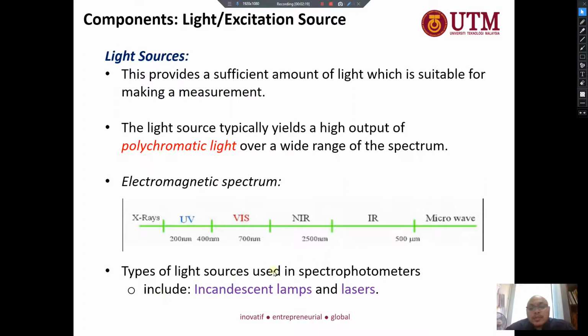Types of light source used in the spectrophotometer include incandescent lamp and also lasers. Lasers we use when we want to find the interaction with a higher amount of energy. That is when the lasers will be employed.